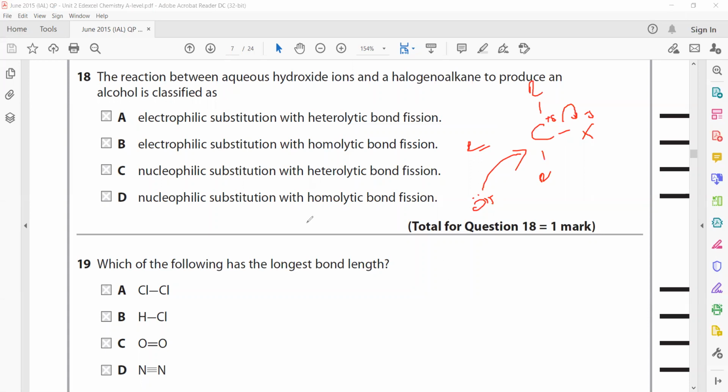And what kind of bond breaking will occur? It's a heterolytic bond breaking, because it will form a carbocation as the halogen leaves. So C is the right answer.